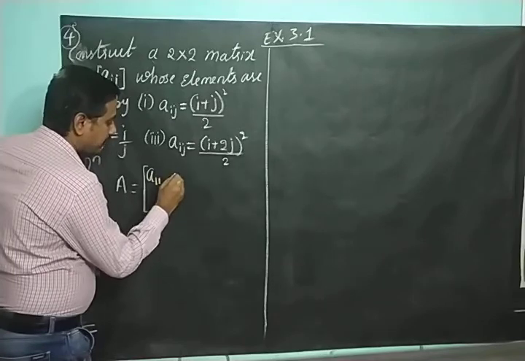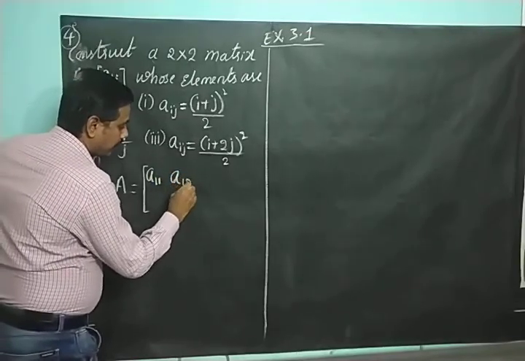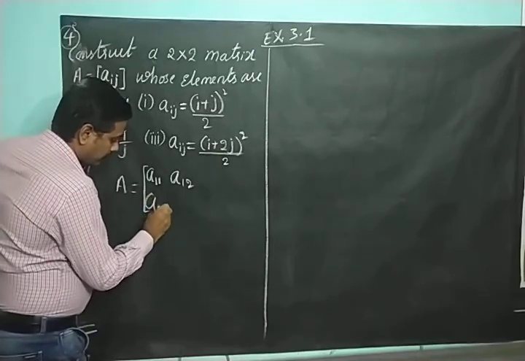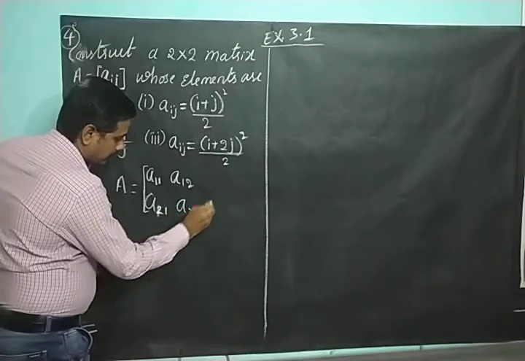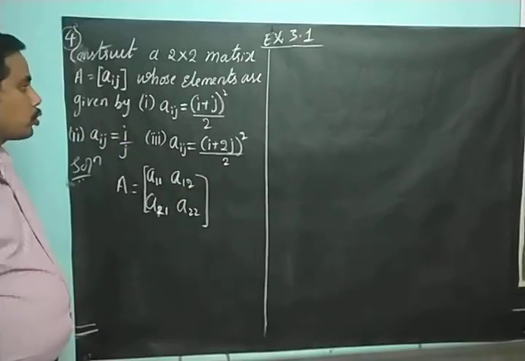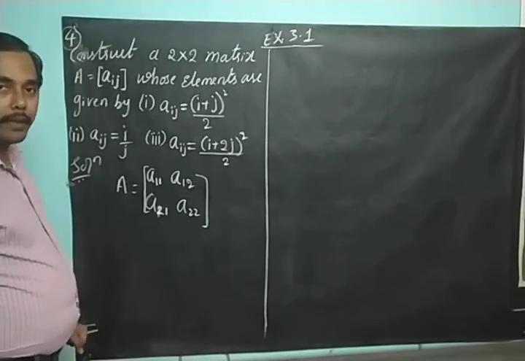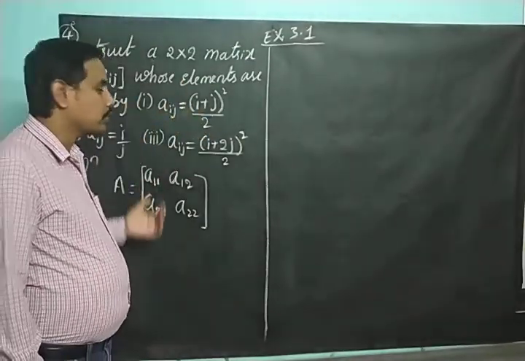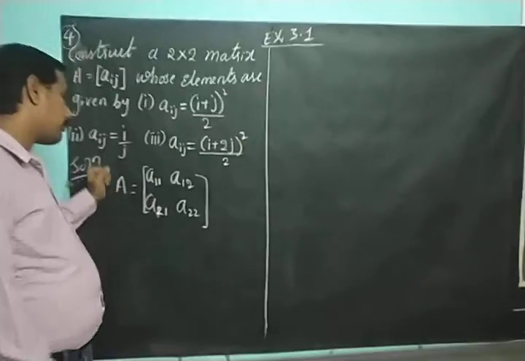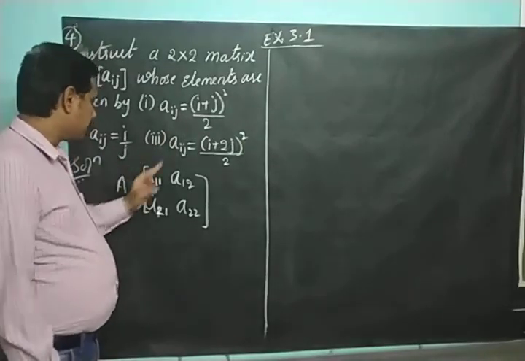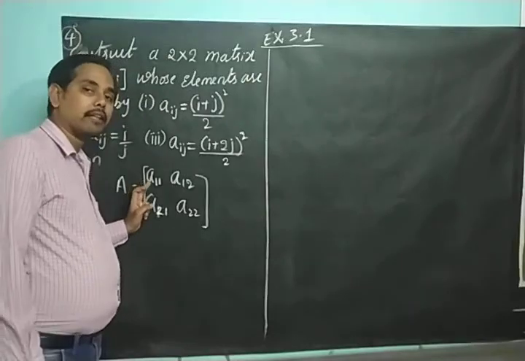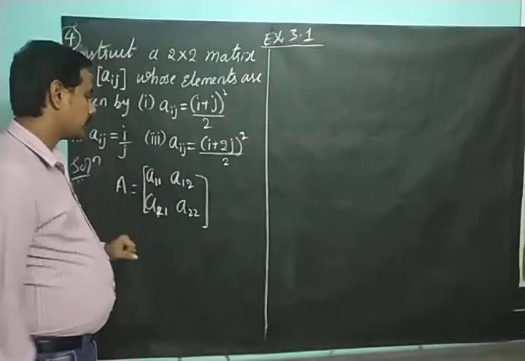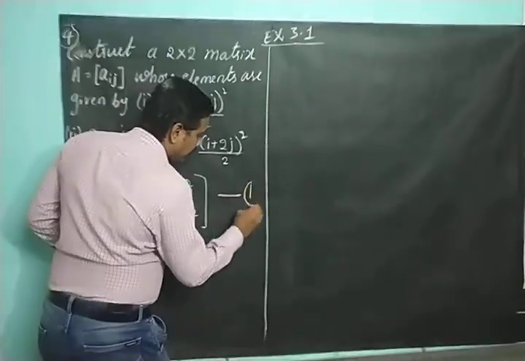It will be A11, A12, A21, A22. This is the general form of the matrix. With the help of these things we need to apply this formula and get each and every element. What we need to do here is, in each of these cases, find the value of A11, A12, A21 and A22, then substitute it here. So let us mark this as 1.